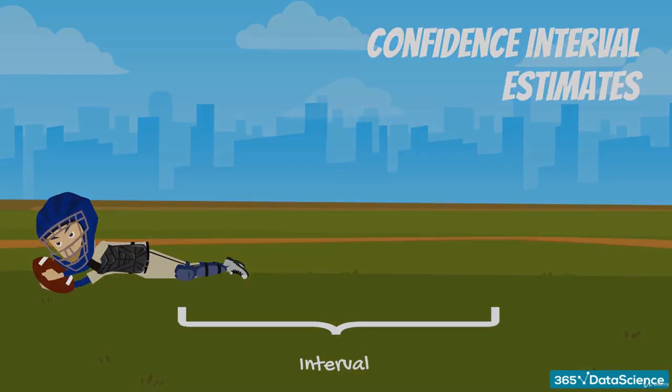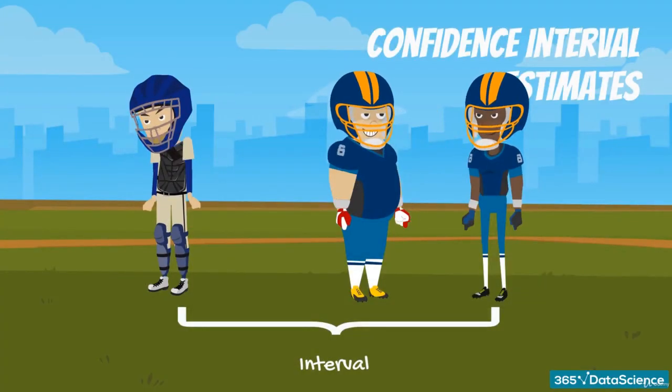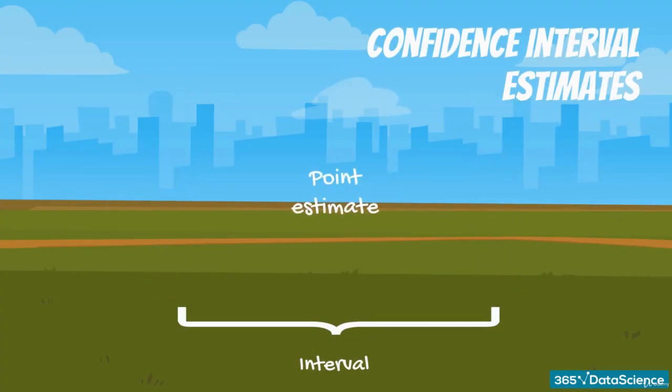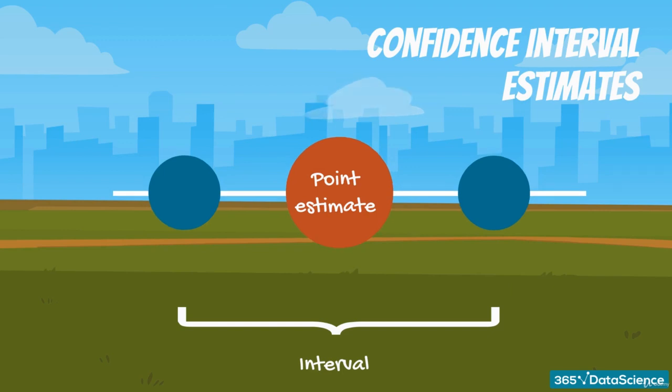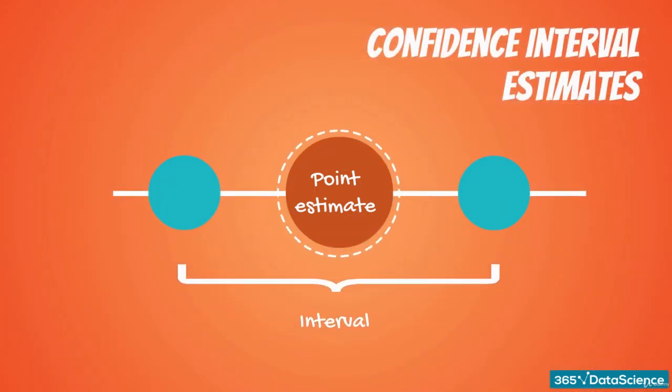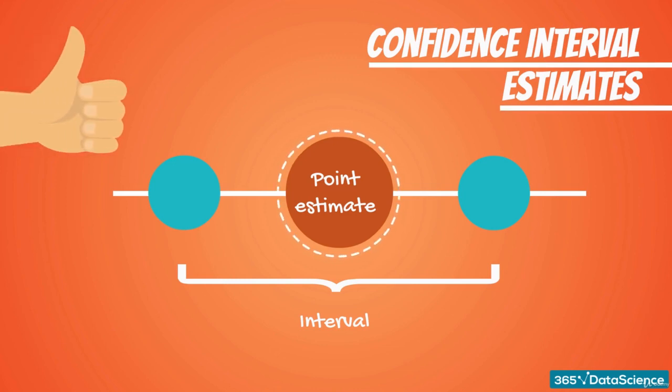The two are closely related. In fact, the point estimate is located exactly in the middle of the confidence interval. However, confidence intervals provide much more information and are preferred when making inferences. Don't worry, we will have a separate lesson dedicated to confidence intervals.